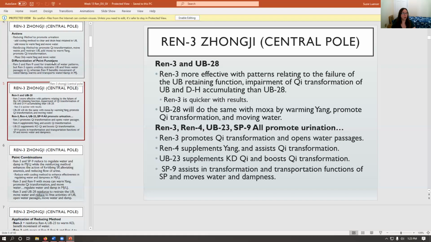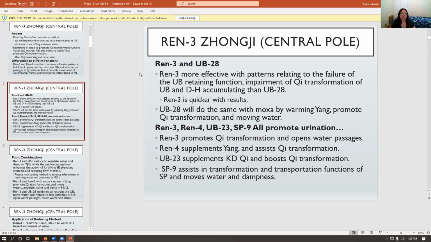A couple more side-by-side comparisons here. Ren 3 versus UB28, UB28 of course being the back shu of the UB. Ren 3 is more effective with patterns relating to failure of UB retaining function, impairment of qi transformation of UB in damp heat as opposed to UB28. Ren 3 is generally quicker with results. Typically, if we have UB issues, quite frankly, we're going for Ren 3 over UB28. We do know that we can use both, of course, but really in practice, I find for myself, I use Ren 3 far more often than I use UB28.